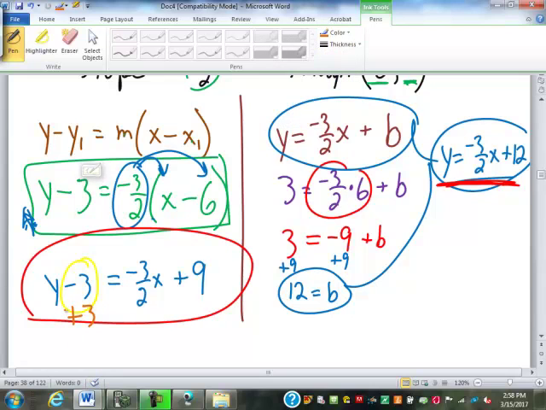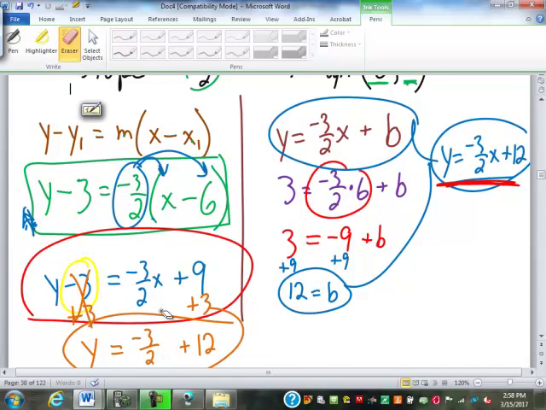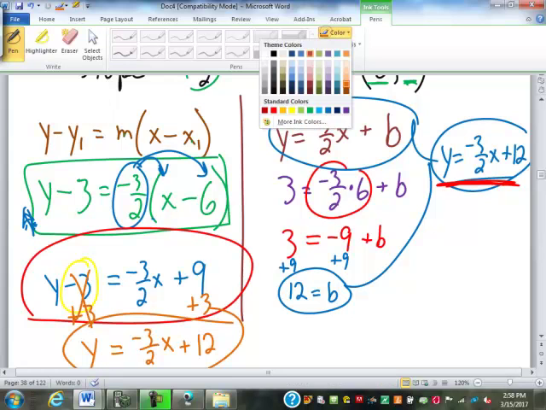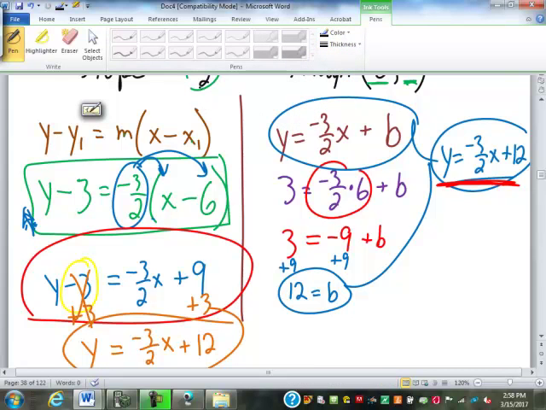Now remember, when we add or subtract to an equation, just one piece on each side. So I can add the 3 there to get rid of the negative 3. There's y. I'm going to add 3 on the other side just to the 9. So the negative 3/2x stays the same. 9 plus 3 is positive 12. So y equals negative 3/2x plus 12. So both of them are the same equation, just different forms. This point-slope form, however, like you see, is really quick and easy to put the points in.